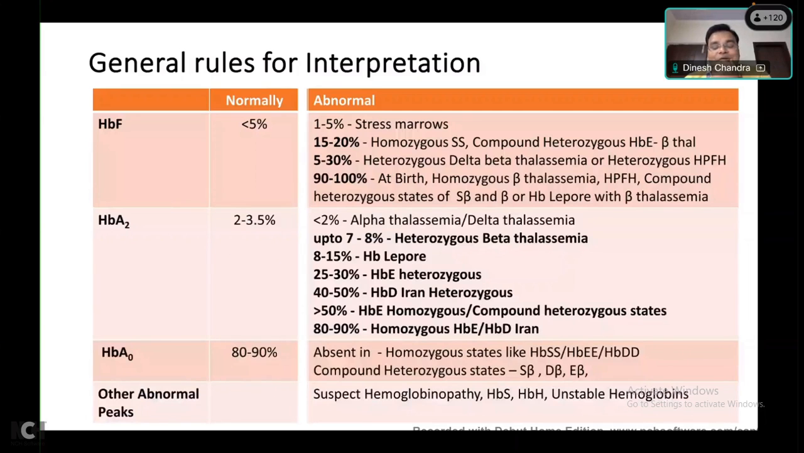Are you able to understand how we should interpret these different techniques which I just discussed? Am I audible? Yes. Yes. Okay.